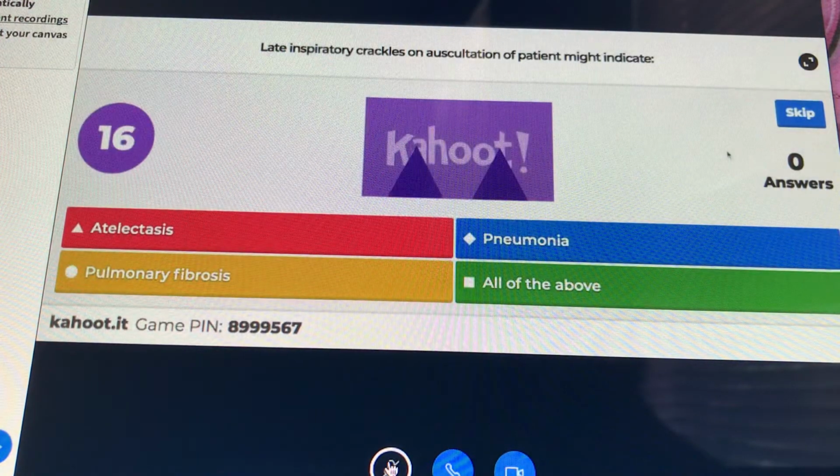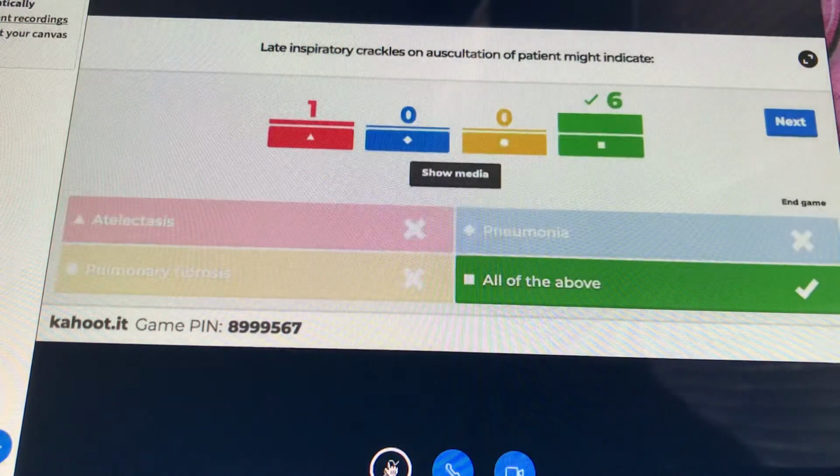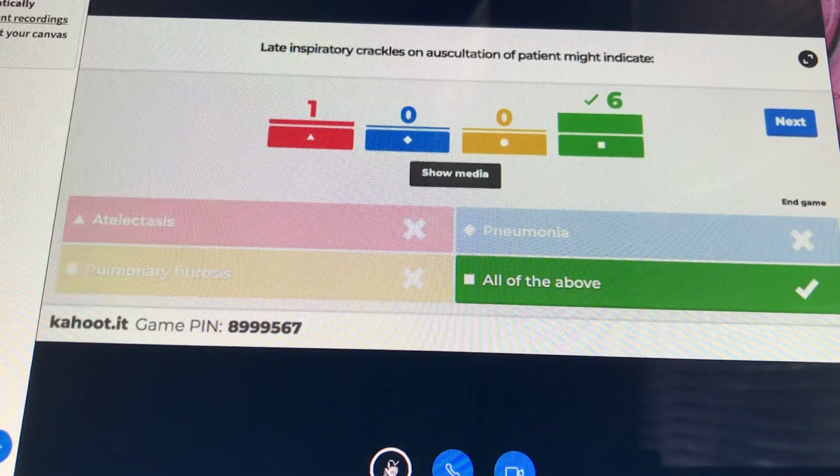Late inspiratory crackles on auscultation of a patient might indicate... Good, all of the above. Just like the question about which is not a cause of increased premises, if you can lump disease processes or illnesses or conditions together, chances are you need to find the one that's not like the others. So in this case, atelectasis is a consolidation, a collapse of the alveoli.